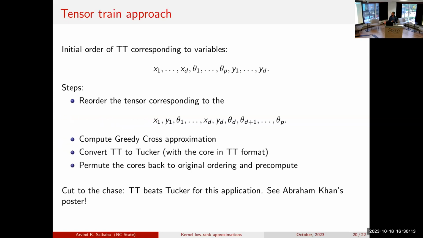There are some issues with tensor train. It's not so easy. The mechanics of it is fairly easy, but to actually get it to work for this particular application is challenging. So what we had to do was, if we compute cores with this particular ordering, the spatial points are arranged first, then the parameters are arranged and the target points are arranged in that order. It turns out not to be the best way to compress the tensor.